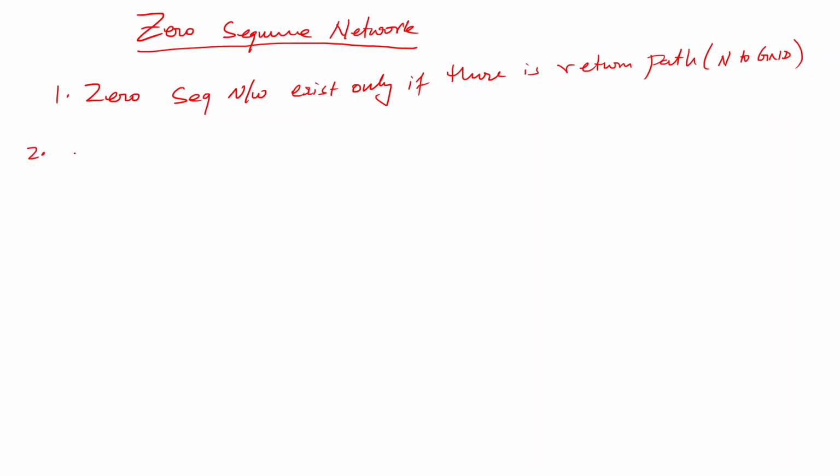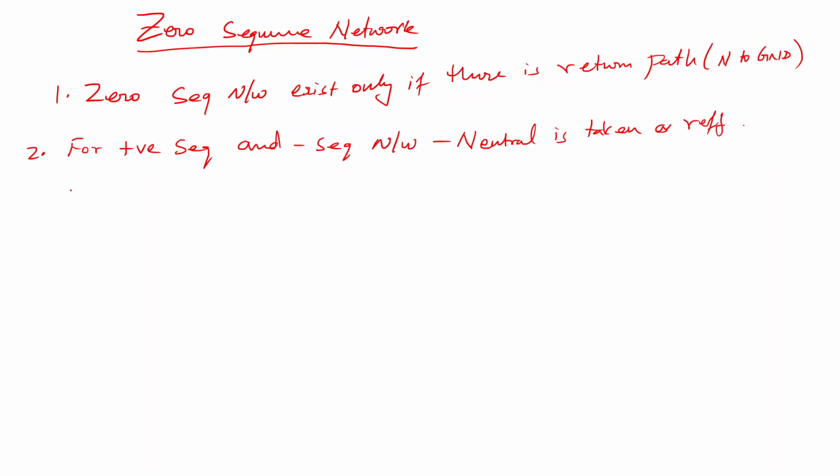Second, and this is also an important thing: for the positive sequence and negative sequence networks, neutral is taken as the reference, but for the zero sequence network, ground is taken as the reference. Why? Any idea?